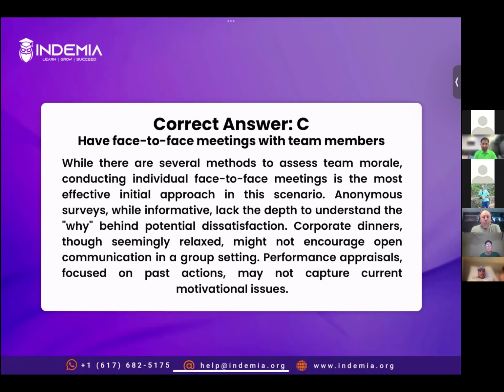All right, so as it says, anonymous surveys are informative. However, they lack the depth to understand the reasons or why behind the potential demotivation or dissatisfaction. All right, next question.